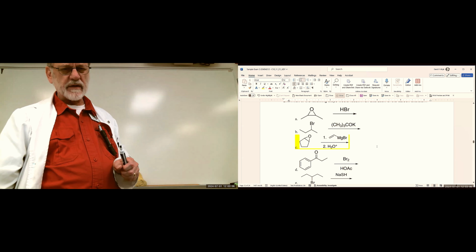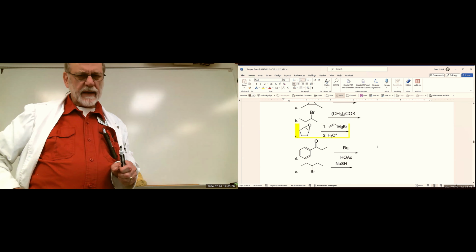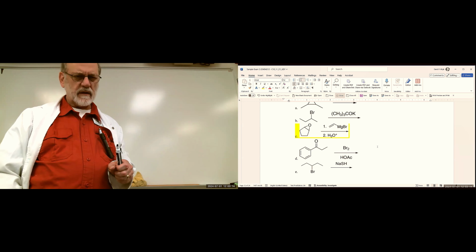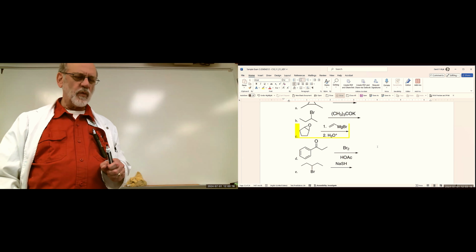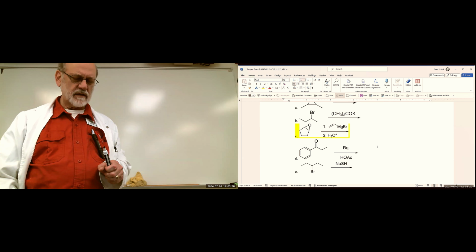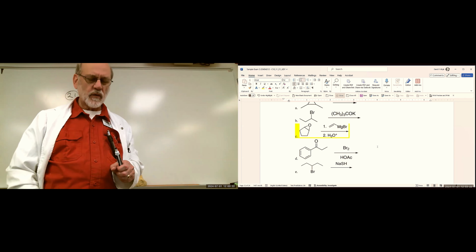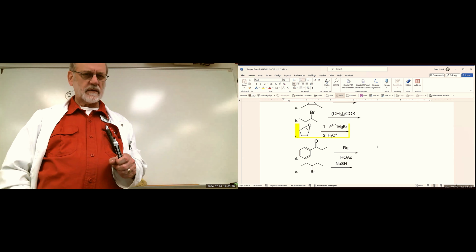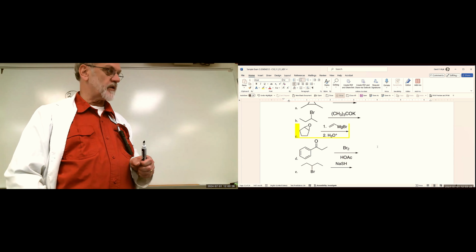Okay. How about C? Let's see. We got a Grignard reagent, and we're going to open up that funny compound again. We're going to open up that ring and attach. Yeah, we're going to attach an ethyl group. So C would change the carbon skeleton.